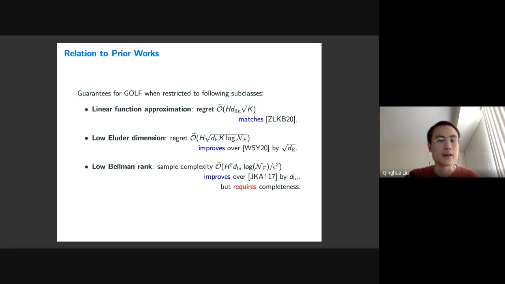Finally, for the low Bellman rank setting, our sample complexity scales linearly with respect to the Bellman rank. This improves over the square dependence in Jiang et al. 2017. However, we achieve this improvement at the cost of assuming completeness, which is not required in their paper. So this raises our final question: can we design something that works without completeness?